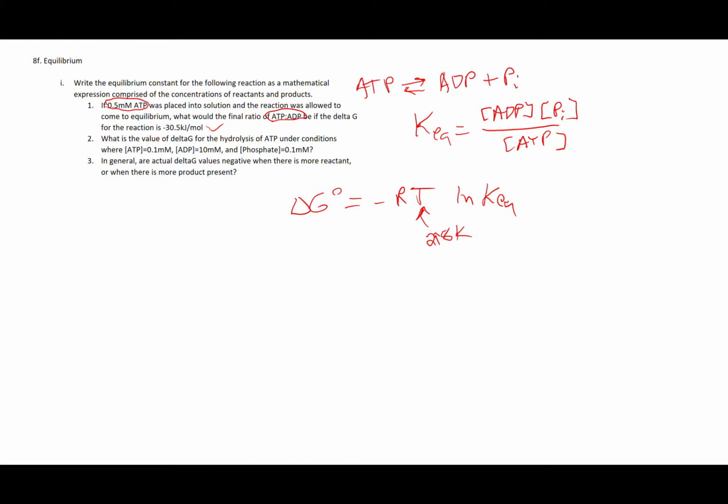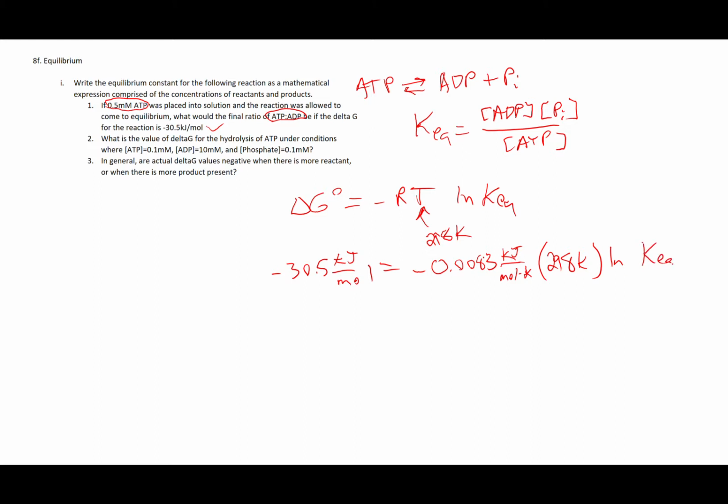All right, so let's start plugging in what we have here. We have our delta G, negative 30.5 kilojoules per mole, equals negative R times T. Now we want to use the right number for R. On the left I have units of kilojoules, so I'm going to use an R gas constant that also has units of kilojoules: 0.0083 kilojoules per mole Kelvin, times 298 Kelvin, times the natural log of KEQ.